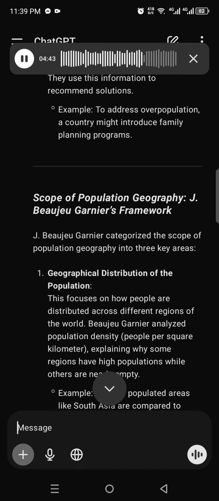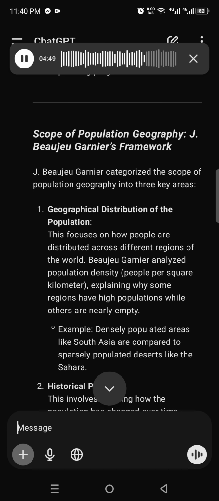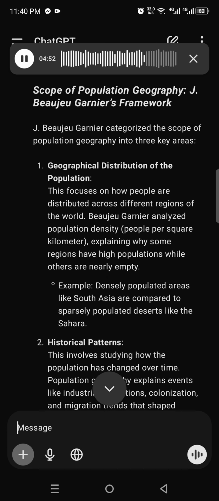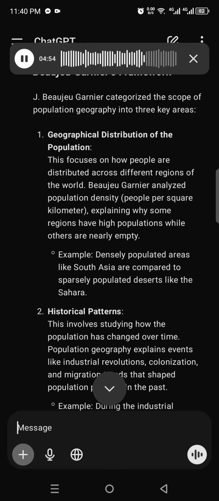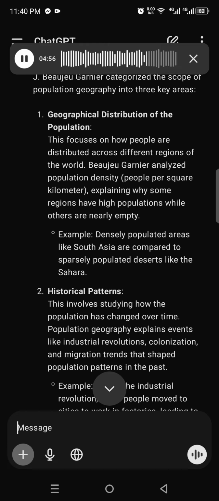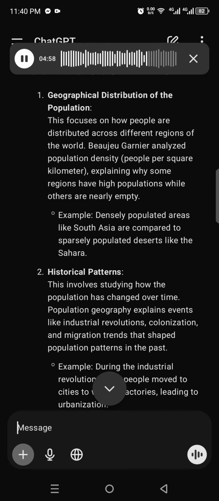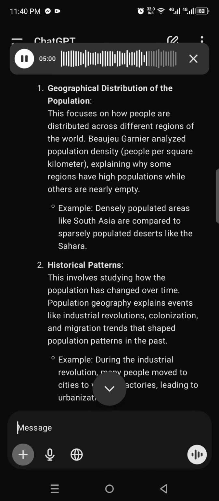Scope of population geography. J. Bojo Garnier categorized the scope of population geography into 3 key areas. 1. Geographical distribution of the population. This focuses on how people are distributed across different regions of the world.